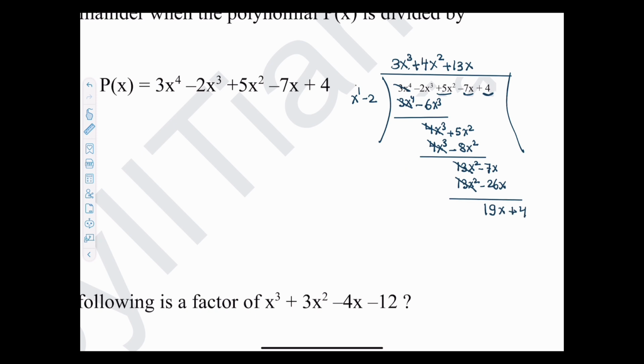Now here it's x powered 1 and here it's also x powered 1. So we don't have to worry about the power. So we just have to worry about the coefficient. The coefficient over here is 19. So let's just multiply it with 19.